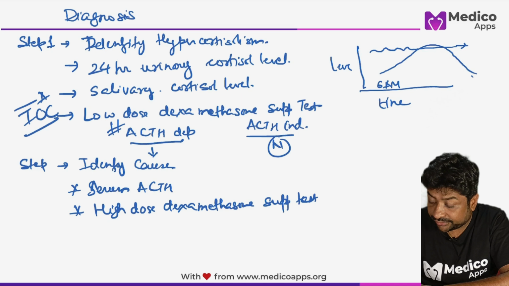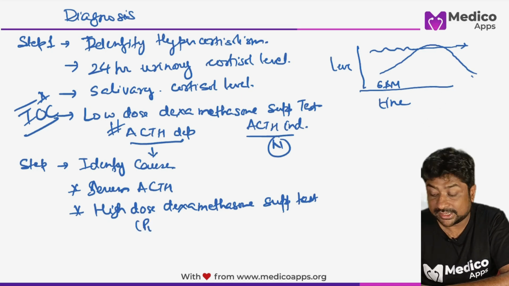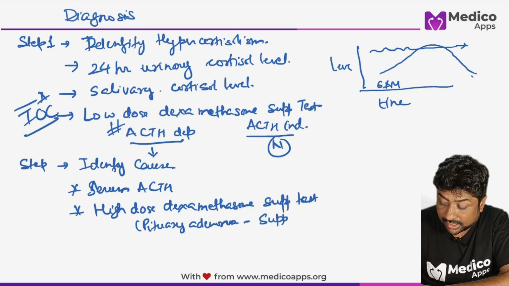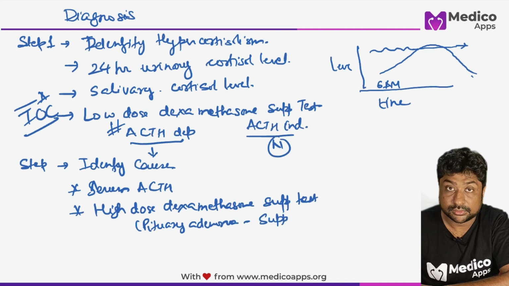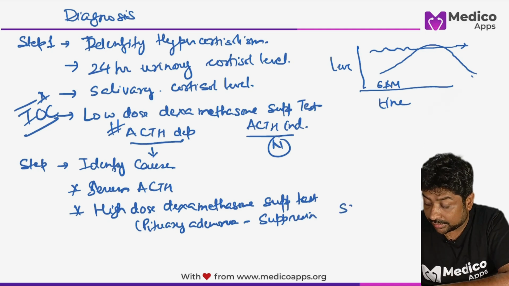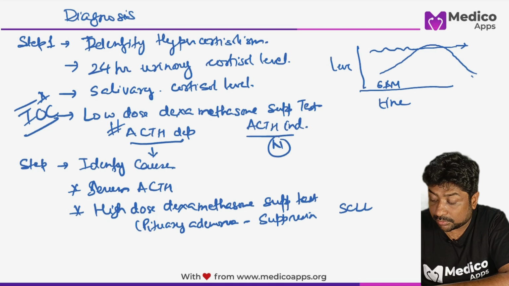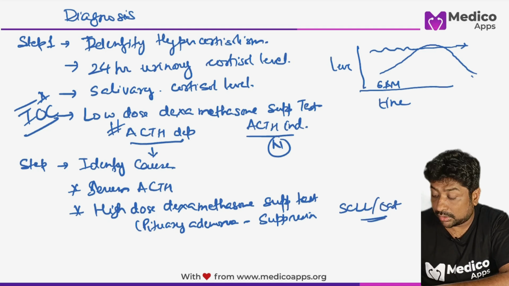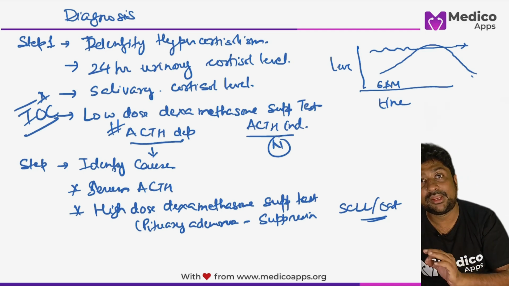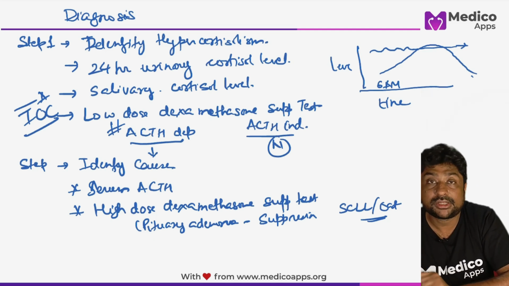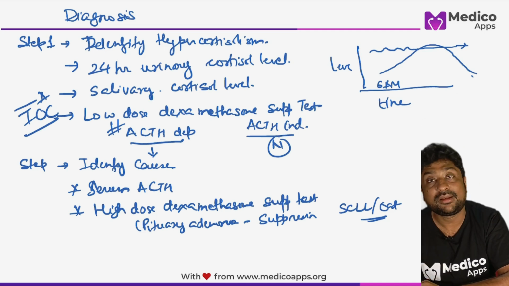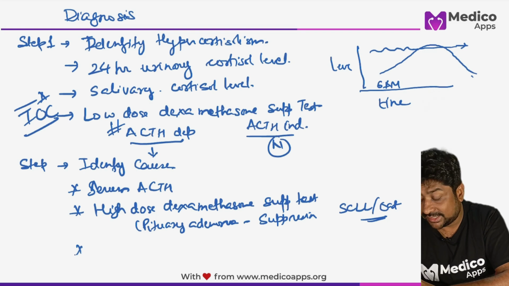Now this is to differentiate between different causes of ACTH dependent, because if it is a pituitary adenoma, okay, there will be a complete suppression of cortisol. So cortisol level will almost come to normal. But if it is something like a small cell lung cancer, or oat cell cancer basically, then the suppression in the cortisol level will be very minimal. So high dose dexamethasone suppression test is done to differentiate between pituitary adenoma and other ectopic sources of ACTH production.